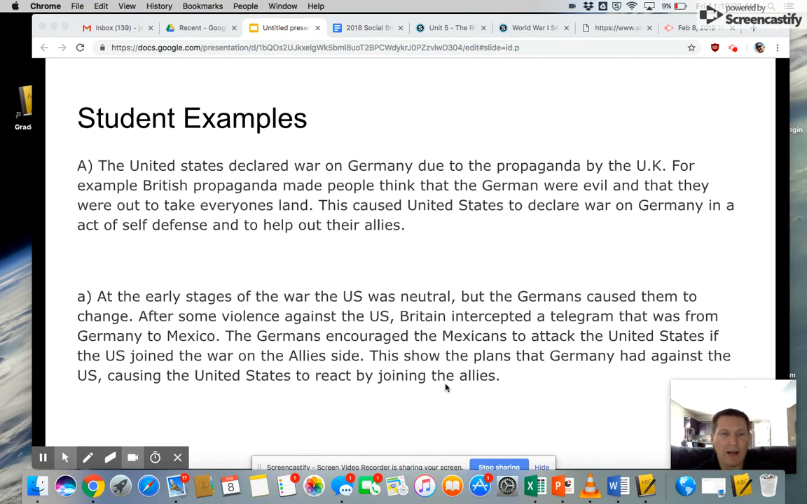Very, very good. I like this explanation, except for one thing. They should have said that this was the Zimmermann telegram. You have to use specific terminology. If they would have included this was the Zimmermann telegram, this would be a very good answer right here.